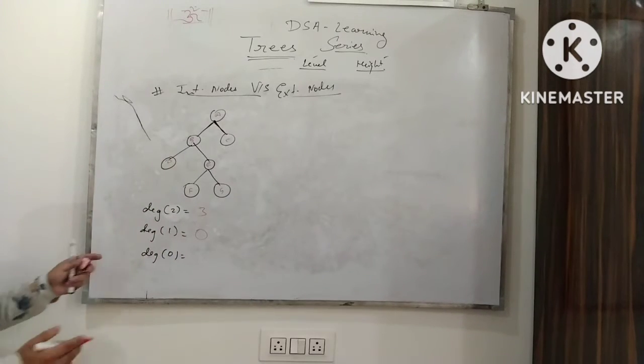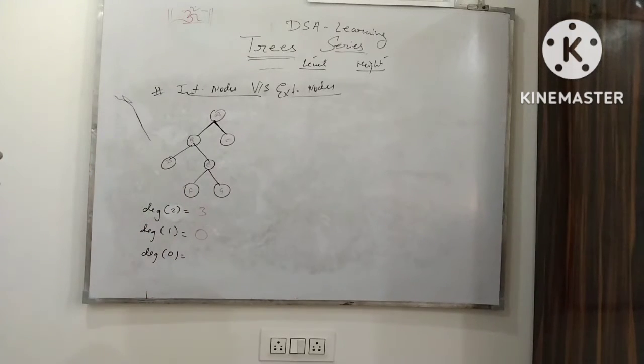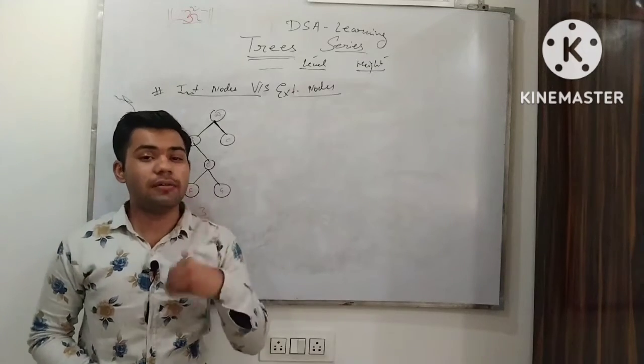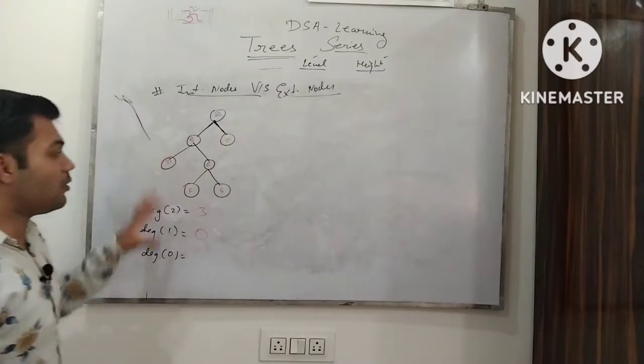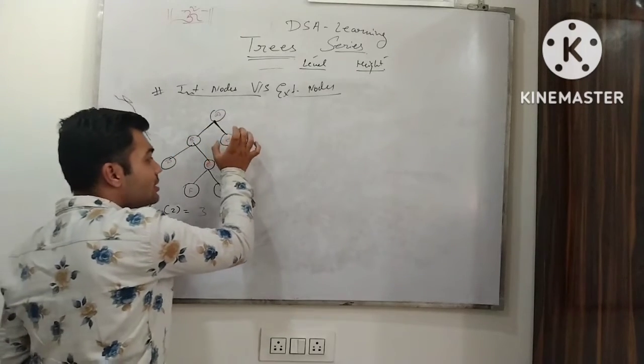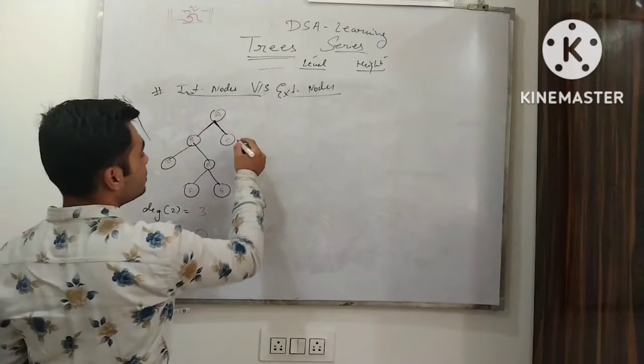Okay, nothing. Next one, degree 0. Let's check for the degree 0. What does degree 0 mean? The node which does not have any further child. We have to find that out. So A has 2 children, B and C. Does C have any further child? No. So what's the degree of C?